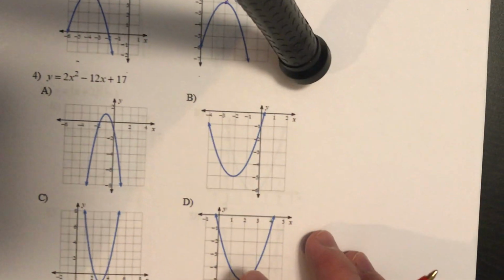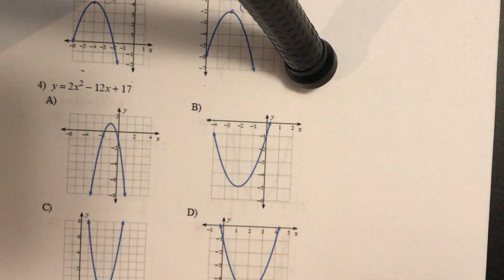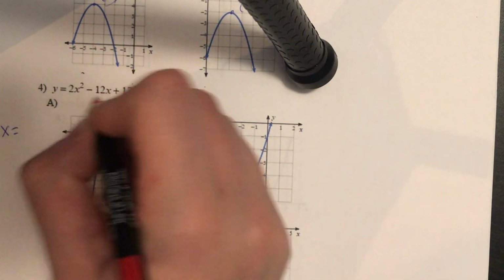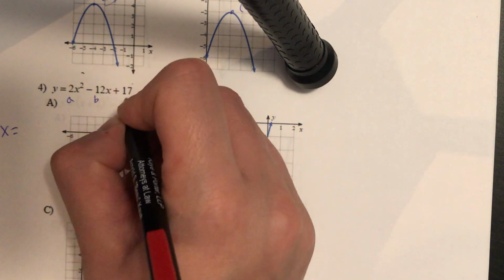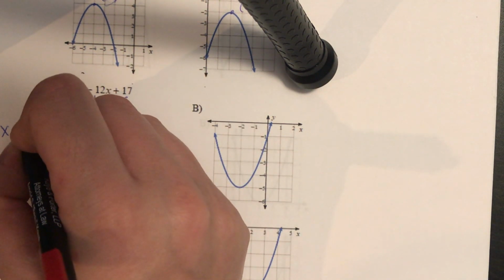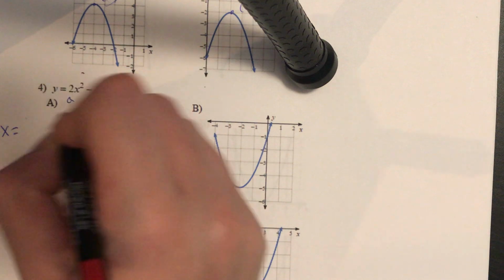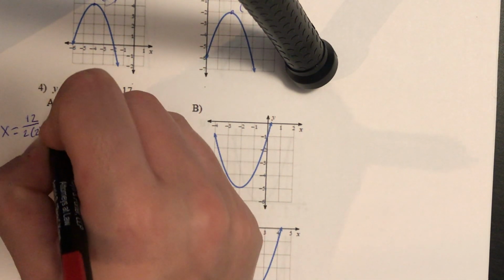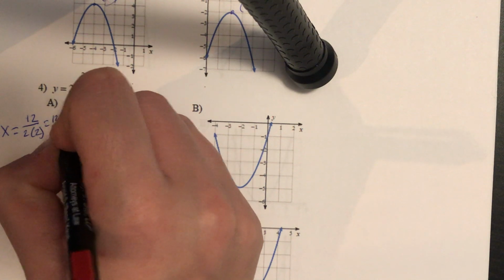All right, so let's go on down to this next one. Again, this is just the same type of problem, so I'm just going to plug that in. This is A, B, and C. -b, which is -12. Negative of a negative gives you +12 over 2 times 2, so 12 over 4, which is 3.